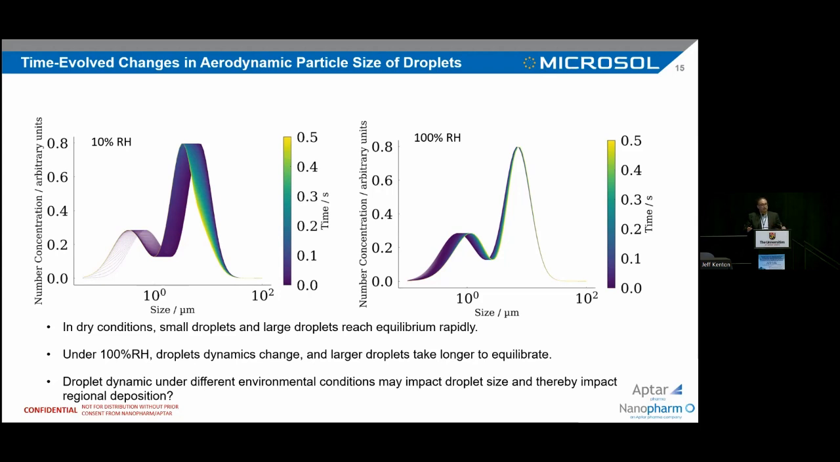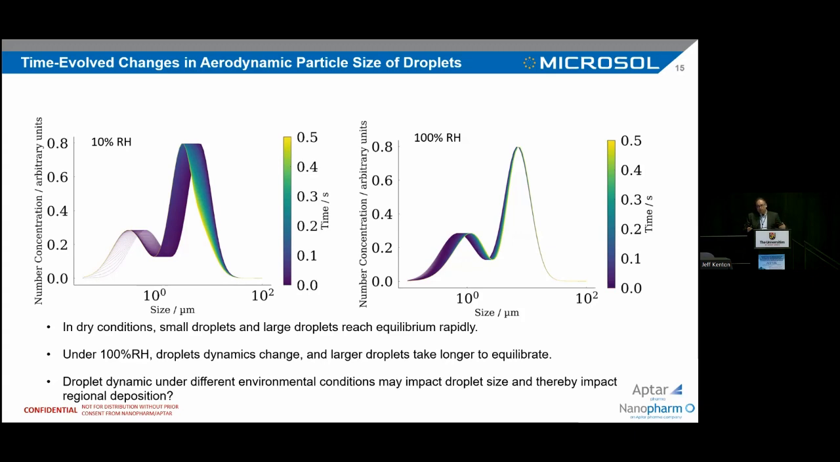But interestingly, the larger particles, which are more than likely going to be hanging around the mouth-throat area and the upper respiratory tract, either make it as part of the lung dose or they don't equilibrate within that half-second period. They're taking much longer to equilibrate, which means that they're still changing. So there are time-evolved changes occurring in the system.